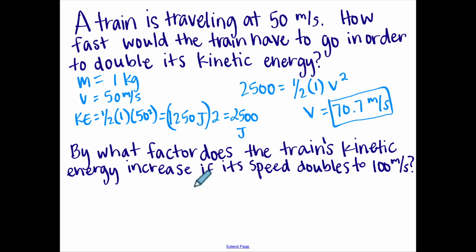All right, and then the second part says, by what factor does the train's kinetic energy increase if its speed doubles to 100 meters per second?